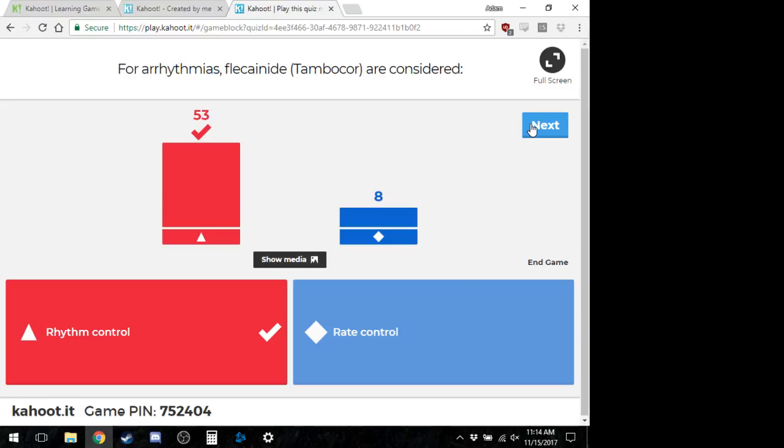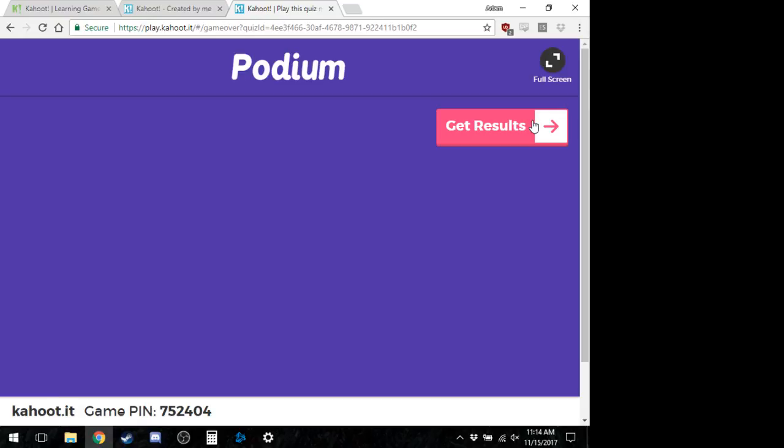But if you can control that rate to make sure the ventricles stay in line, then you're good to go for the most part. But this would be a case of rhythm control, right? Make sense? Okay. So that's it.